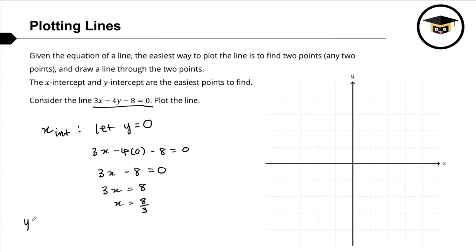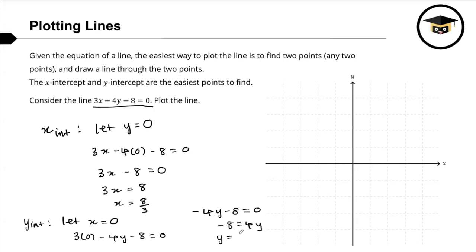To find my y-intercept, I would let x equal 0. So let x equal 0. So to do that, I get 3 times 0 minus 4y minus 8 is equal to 0. That means I've got minus 4y minus 8 is equal to 0. And that means negative 8 is equal to 4y. And so y is equal to negative 8 divided by 4, which is negative 2.